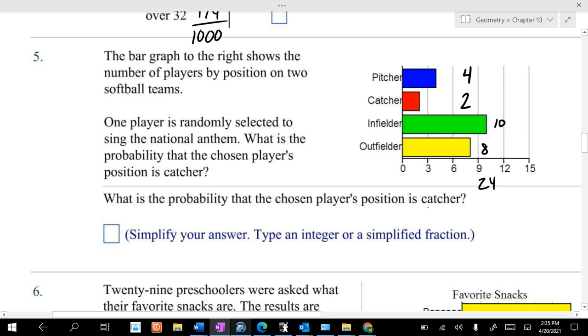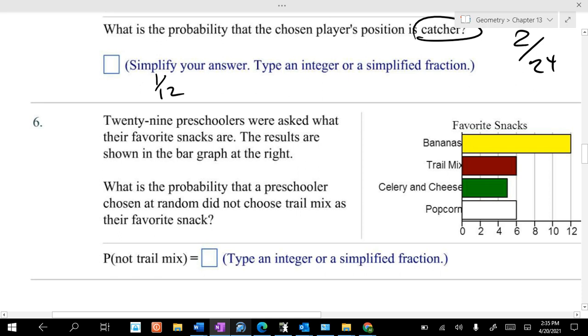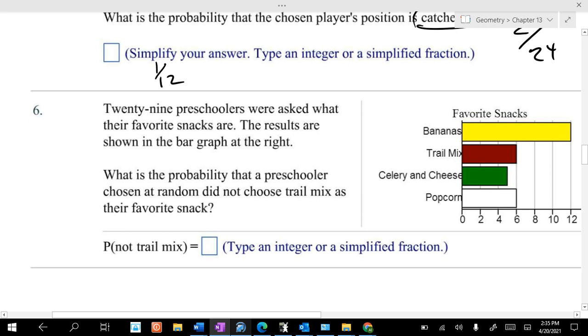So let's say it's a catcher that has to sing. Well, how many catchers are there? Well, there's 2 catchers. How many total players? There's 24 on the team. 2 out of 24, you got a 1 out of 12 chance if you're a catcher that you'll have to sing the national anthem.